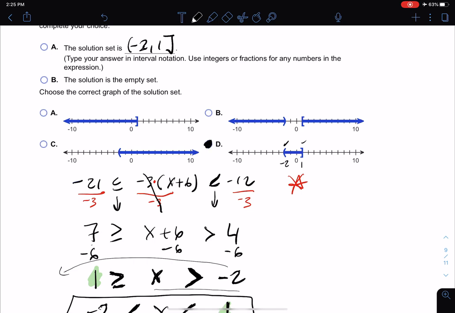And yay, we finished it. We're done with this, what is this, 2.5.